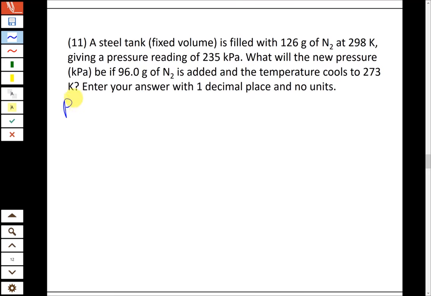So in this problem here, PV equals nRT is always going to be our starting point when we're relating properties of gases, pressure, volume, number of moles, and temperature. What we're doing in this case is we're trying to calculate the new pressure.